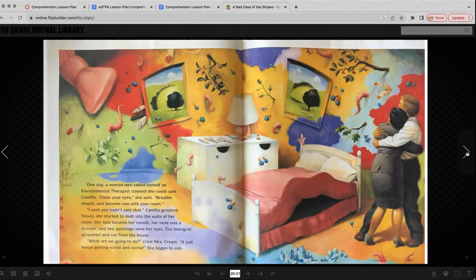Camilla groaned. Slowly, she started to melt into the walls of her room. Her bed became her mouth. Her nose was a dresser, and two paintings were her eyes. The therapist screamed and ran from the house.